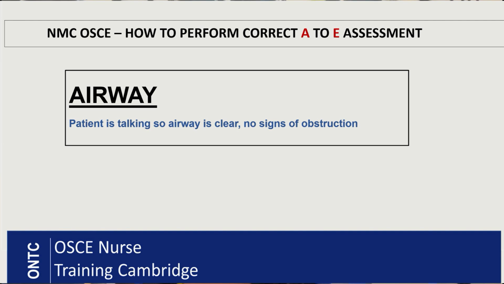Okay, so A is for airway. When you're checking the airway, you will say, I can see you're speaking to me in full sentences and I can't see any obstruction in your airway, because obviously if somebody's airway is obstructed, they will not be able to speak to you clearly. Okay, so you can say that. As you are speaking to me in full sentences, I can see there is no obstruction in your airway.